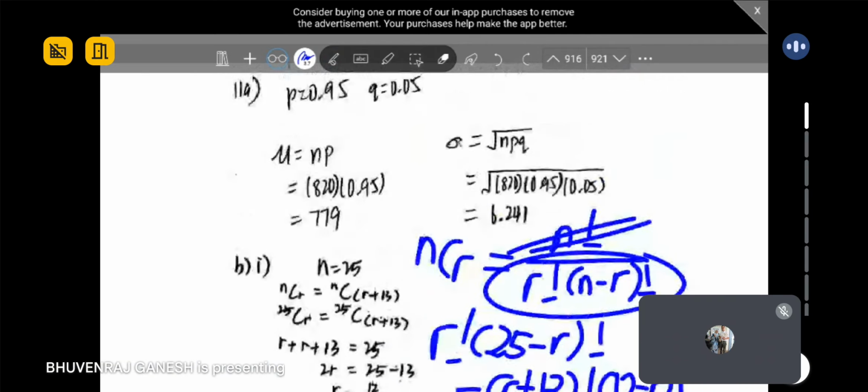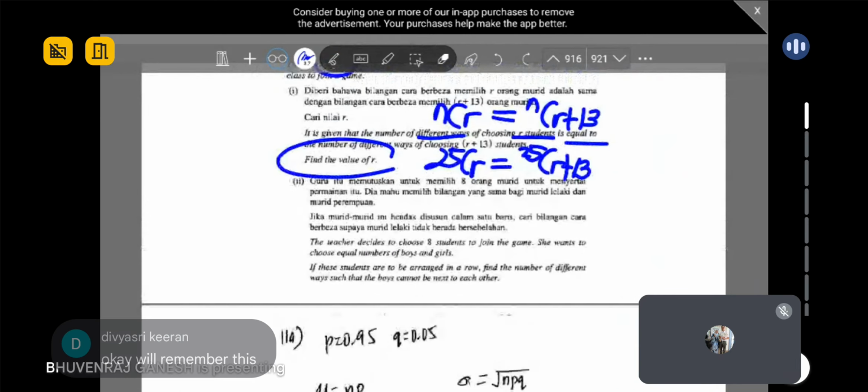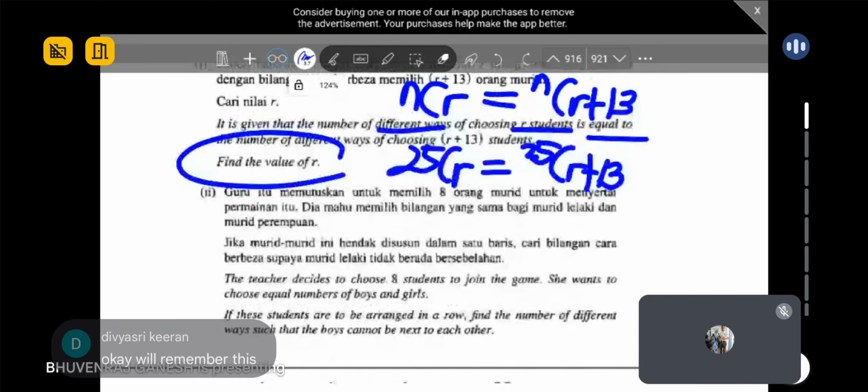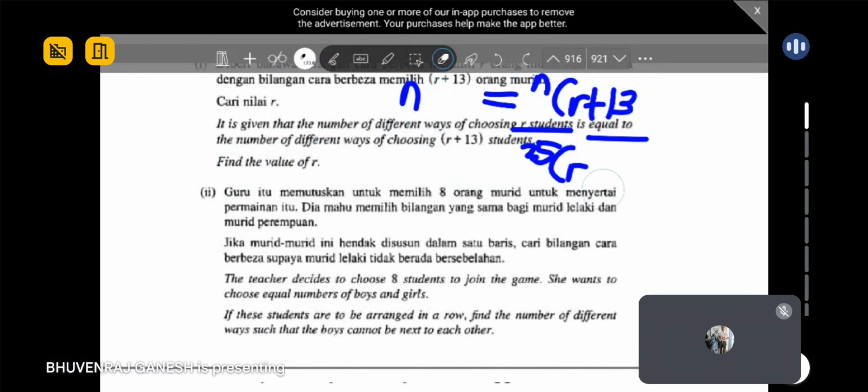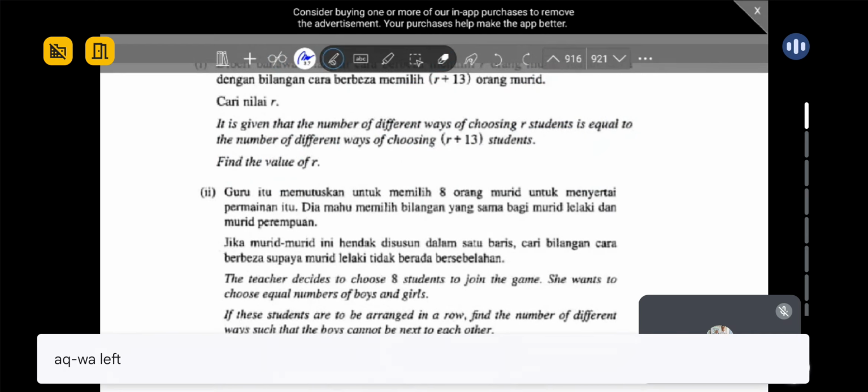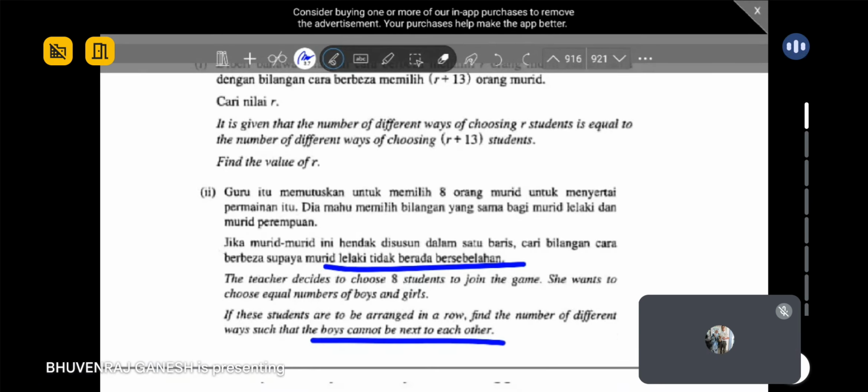Senang kan? Alright, so next one. Question B2. Soalan B2. Now this one is about permutation. Pilih atur. They want you to find the number of ways the boys cannot be next to each other. Tidak boleh bersebelahan. So guys, may I know how to solve this? It's very short also. Sangat pendek.